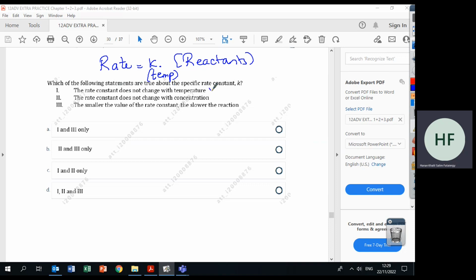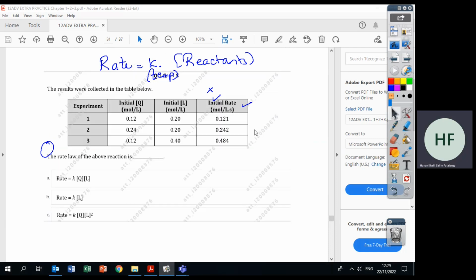So, the rate constant does not change with temperature. Of course wrong. It changes with temperature. The rate constant does not change with concentration. Yes, it changes only with temperature. The smaller, the slower. Correct. The smaller this is, the slower the rate. So the answer is 2 and 3.